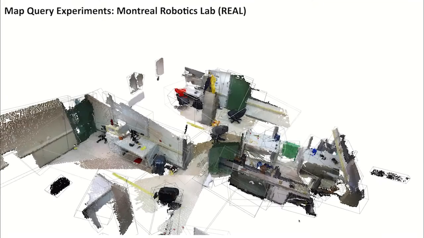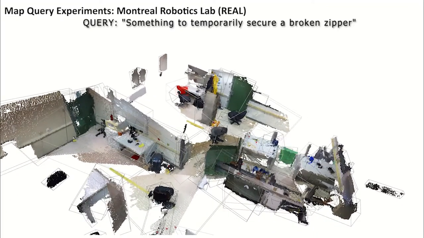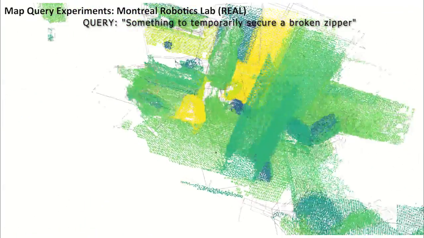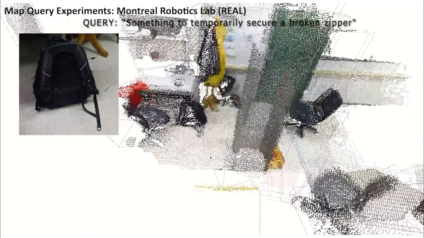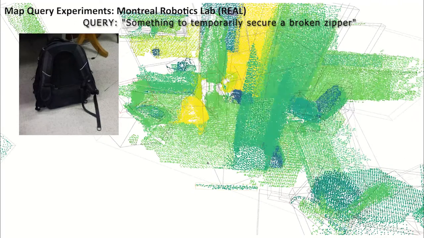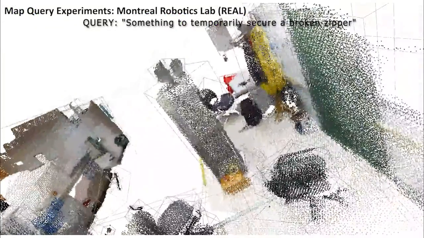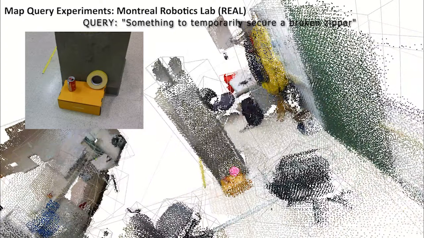Let's try a different query. How about something to secure a broken zipper? Let's first resolve the query via CLIP similarity again. Here, we can see that the top selection is a backpack. This is not very surprising. The zippers on the backpack cause it to have a high similarity with the queried text. Let's see if the LLM approach can do better. As we can see, the LLM selects a roll of yellow tape, which is a much more appropriate response for this query.